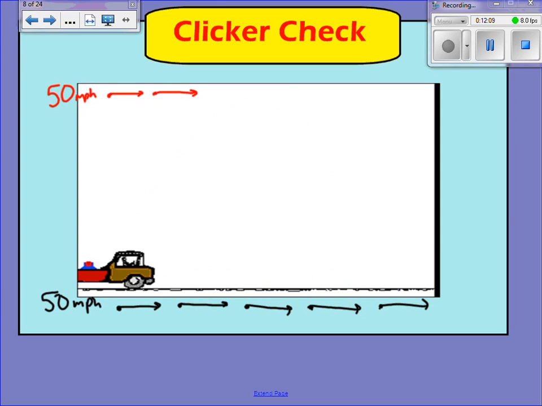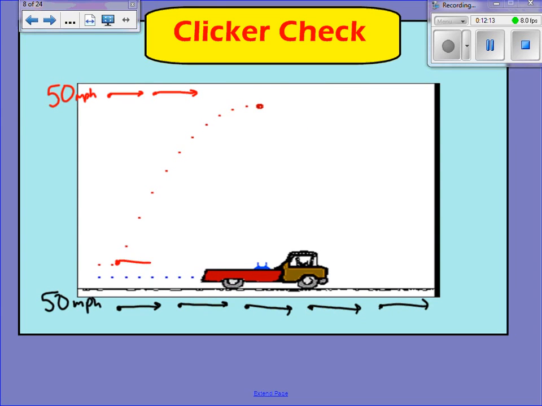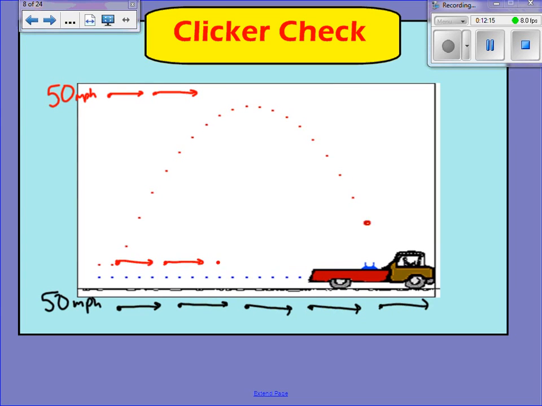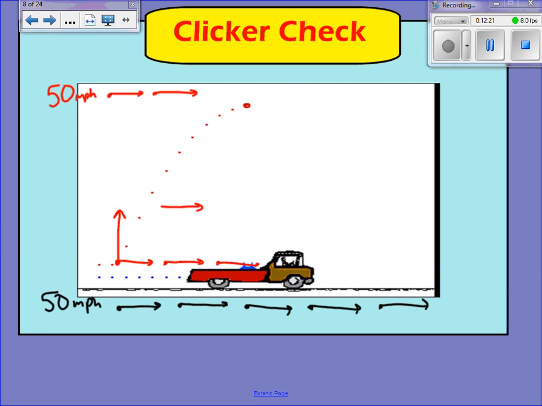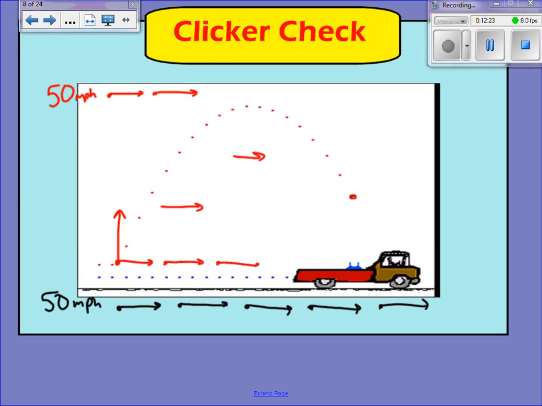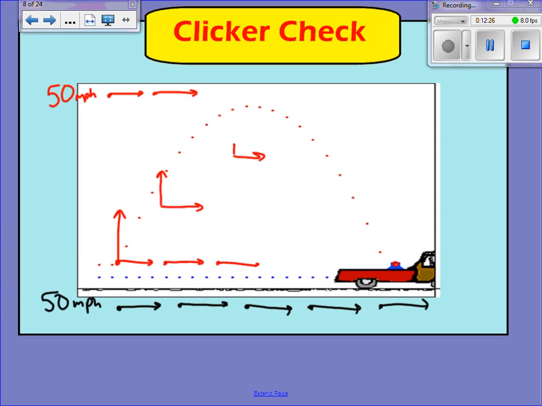What happened is when the object was launched in the air, now in addition to its horizontal velocity that it will maintain and already had, it now has y velocity. And as it goes up, it maintains the same horizontal velocity, but its y velocity starts to get smaller and smaller.